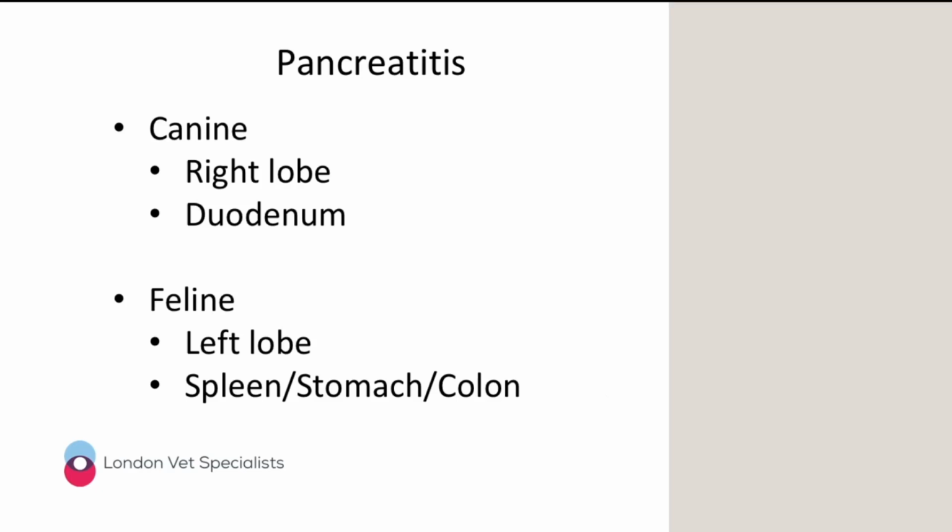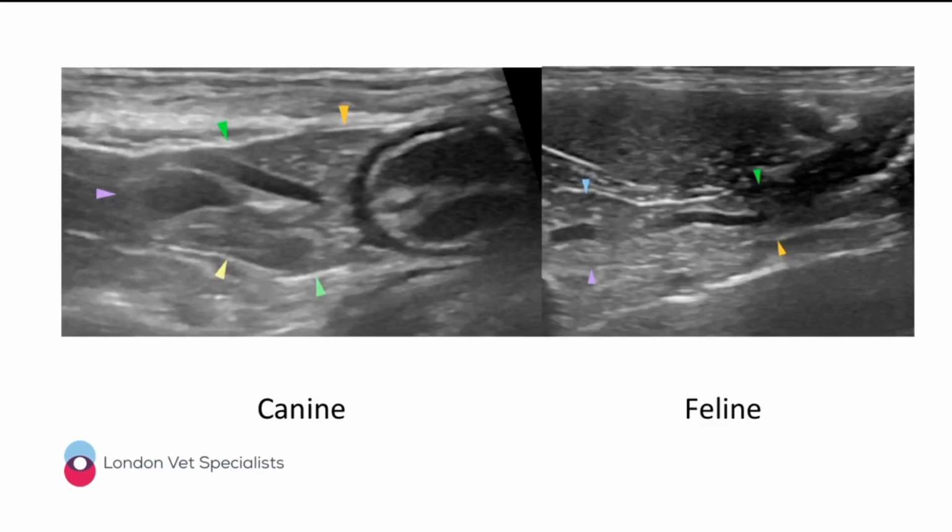In cats, we tend to spend more time looking at the left lobe. So patients are in right lateral recumbency, and you need to find a little triangle of space in between the stomach, the spleen, and the colon, and that's usually where you'll find the pancreas. It can be a pretty tricky organ to nail down, but once you get used to the landmarks, you'll be able to find it consistently.